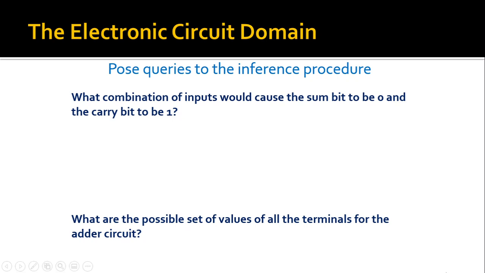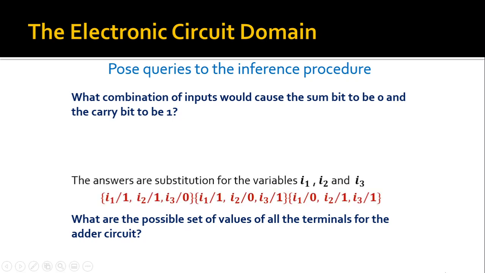So how can we encode this query? We want the values of the signals at the two addend inputs and the carry input. So we need to think about three variables, right? We have three variables, I1, I2 and I3.